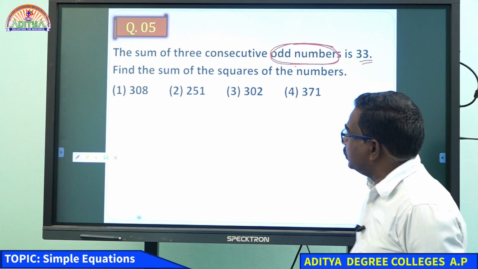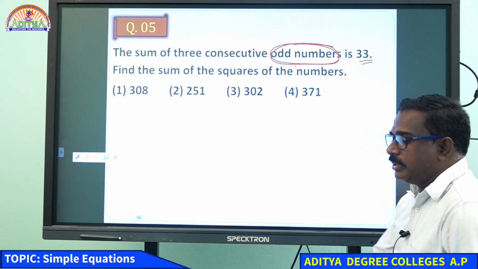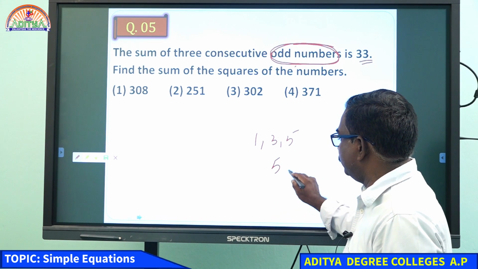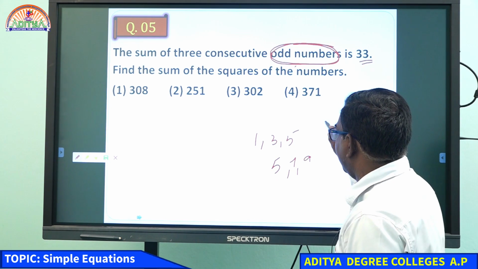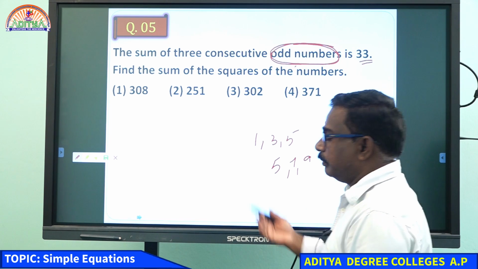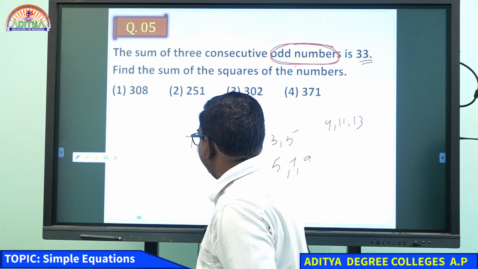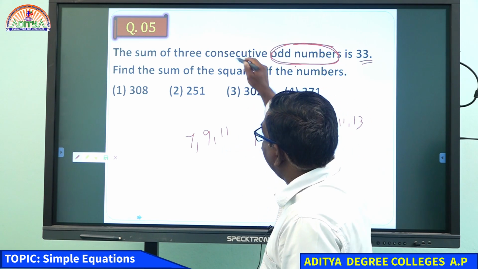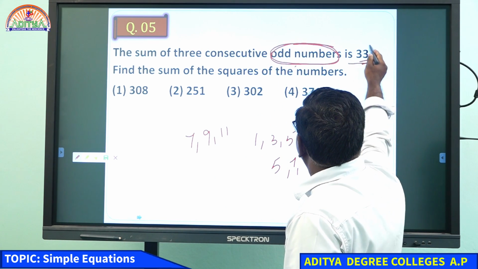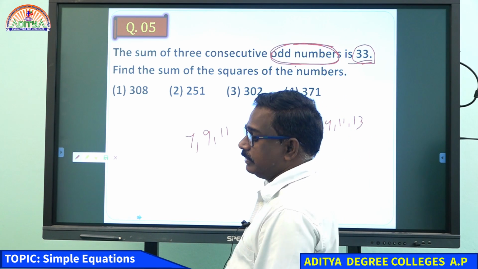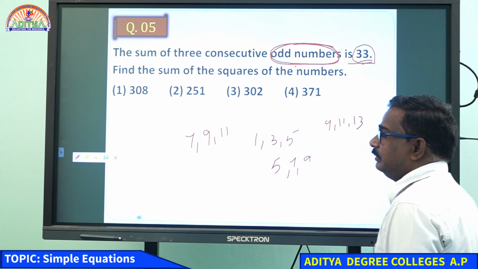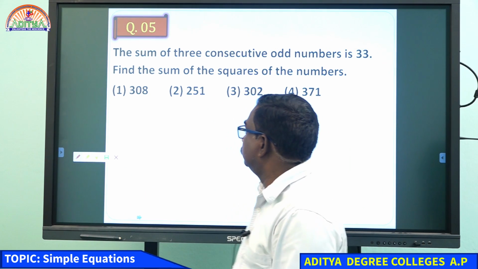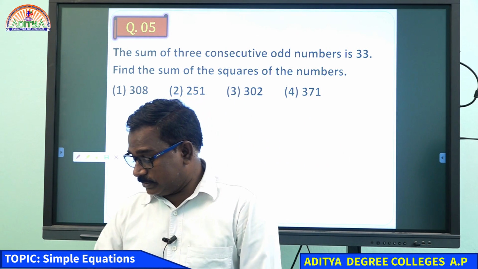The sum of 3 consecutive odd numbers. Consecutive odd numbers means 1, 3, 5. If you start with 5: 5, 7, 9. If you start with 9: 9, 11, 13. If you start with 7: 7, 9, 11. The sum of 3 consecutive odd numbers is 33. A very small sum is given, so we can find it very easily. Of course, we can solve by equations also. Try, we can discuss now.